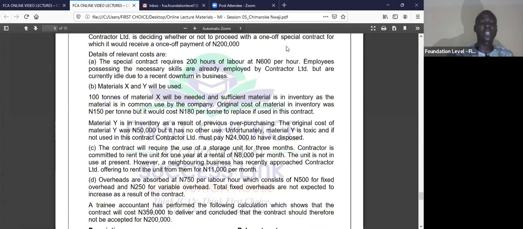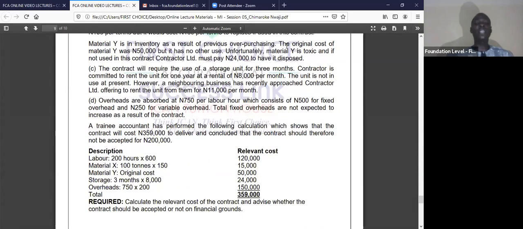Now look at the next set of things they told you. A trainee accountant, just like you, has performed the following calculation, which shows that the contract will cost 259,000 to deliver, and concludes that the contract should not be accepted for 200,000. Now look at how the trainee accountant did.